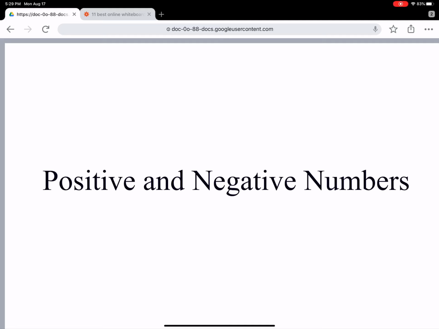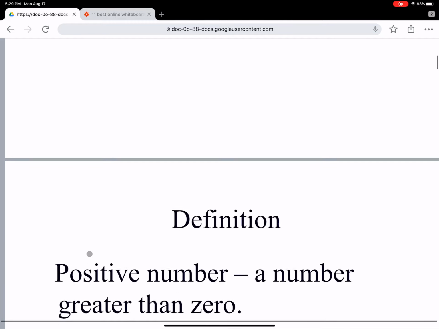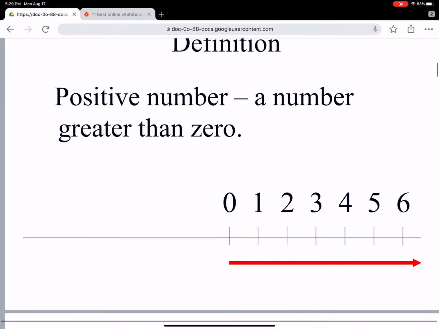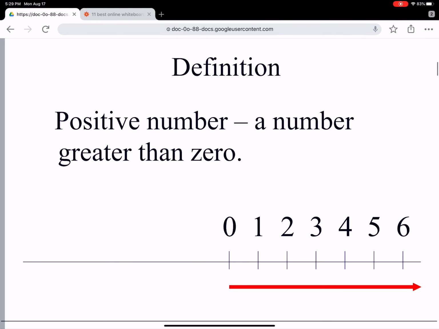All right, so first lesson. Today we're going to talk about positive and negative numbers. So what is a positive number? A positive number is basically any number that's greater than 0.